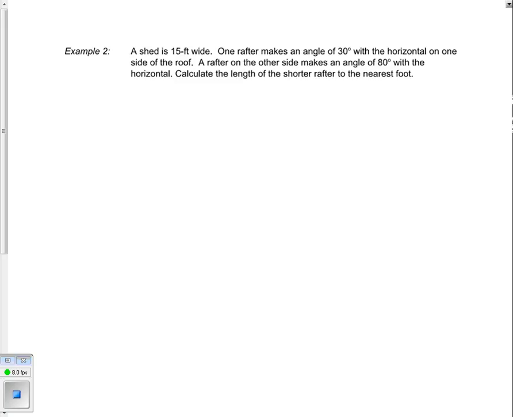So again, first thing that we want to do is actually draw a diagram. So everything's relative to the horizontal, so we'll draw a horizontal line. And then we know that the shed itself is 15 feet wide. So this side is 15 feet. We've got a short rafter and a long rafter. So one rafter, we'll draw a rafter like that and a rafter like that.